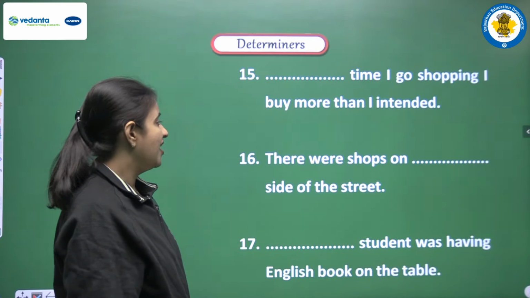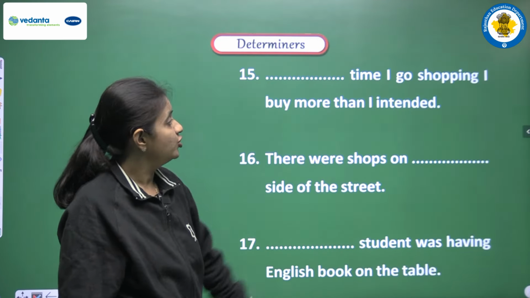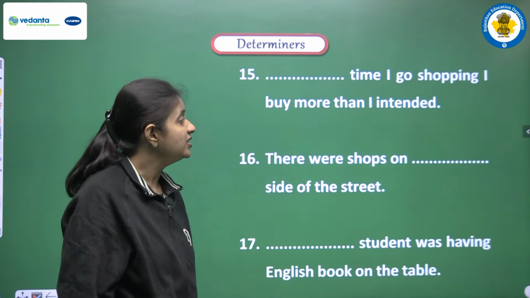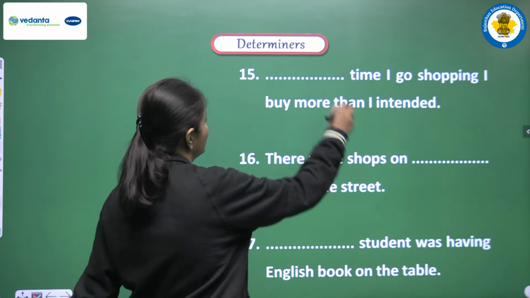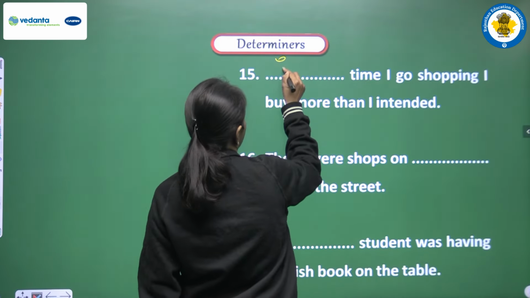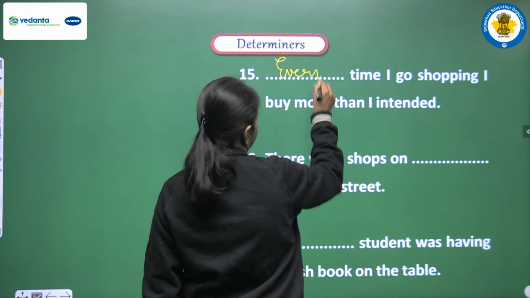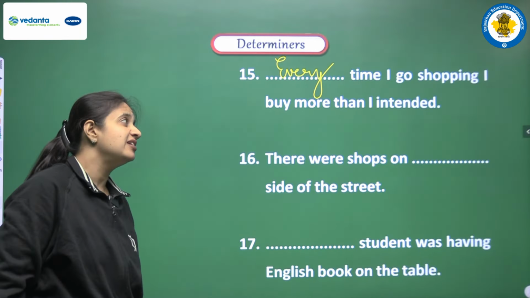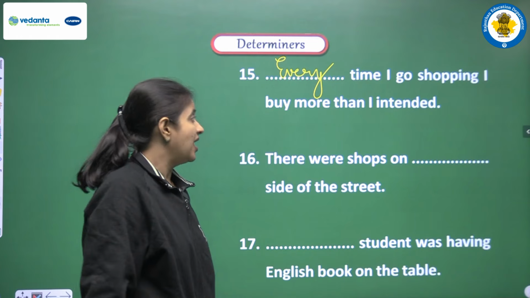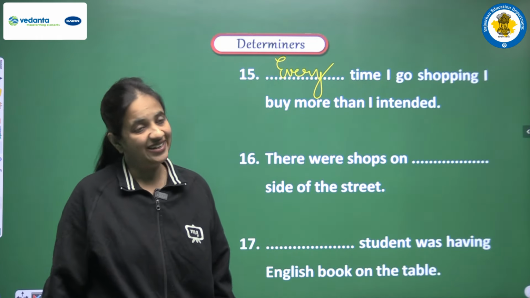Next sentence that we are having here is time I go shopping, I buy more than I intended. So here our answer will be every, and the sentence is every time I go shopping, I buy more than I intended.